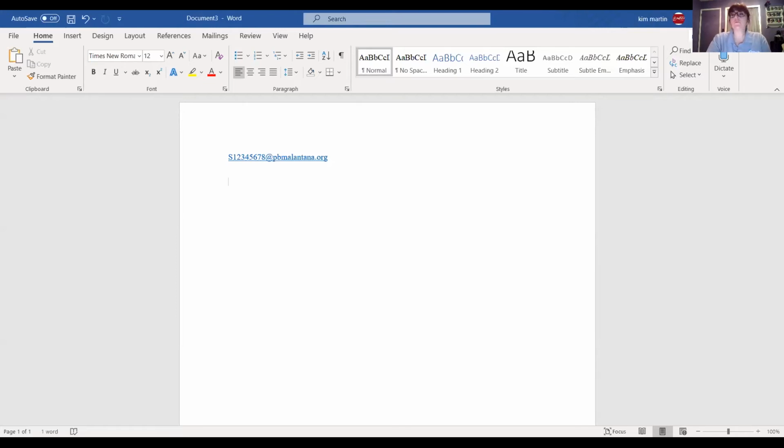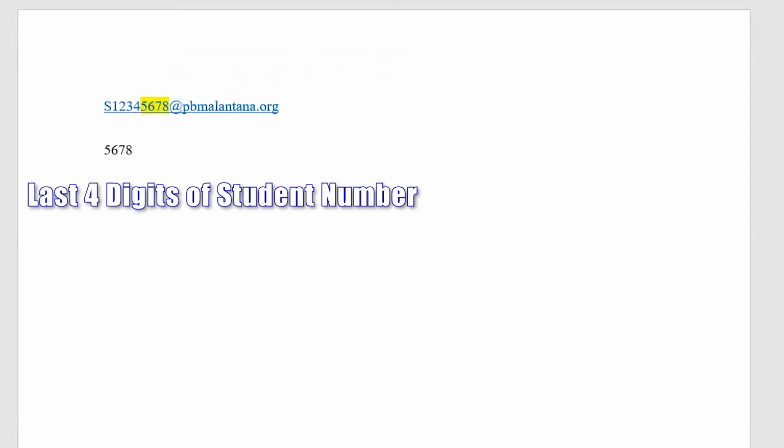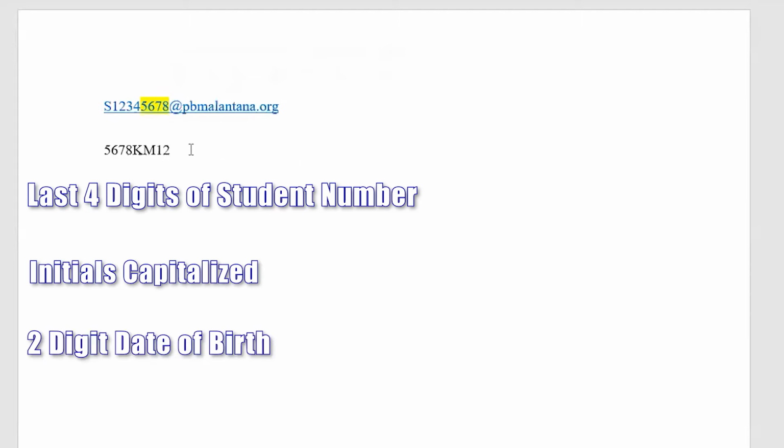Then their password is fairly simple. It's the last 4 of their username or of their student number. So it would be 5, 6, 7, 8. Okay, they're capital letters, first name, last name. So mine is K Martin. Okay, so it'd be KM. And then my date of birth, which I'm not telling you. So say I was born in 12. So then this would be the password. Okay, so you would enter that in.